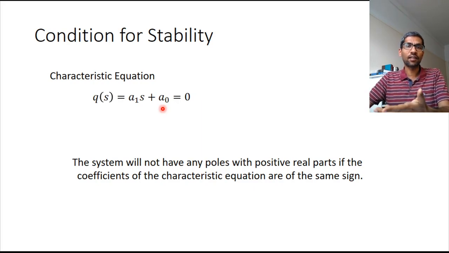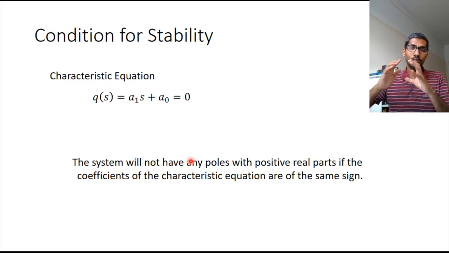And you can just look at this very easily, right? Because if both of these are of the same sign, then s will be equal to minus a0 over a1, and the pole is going to have a negative real part.